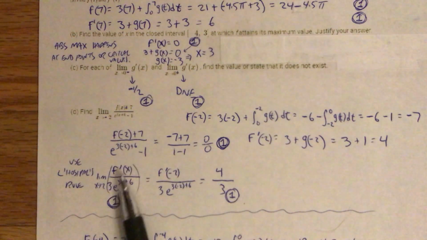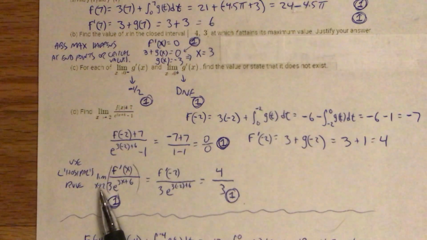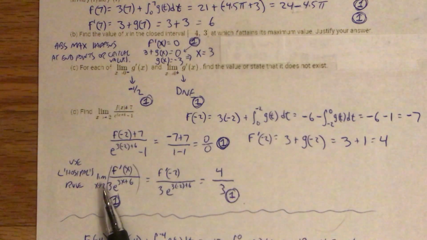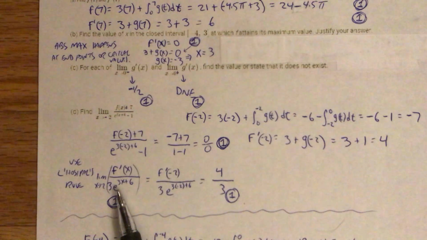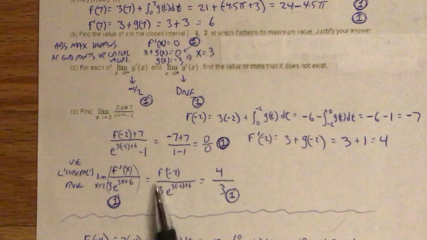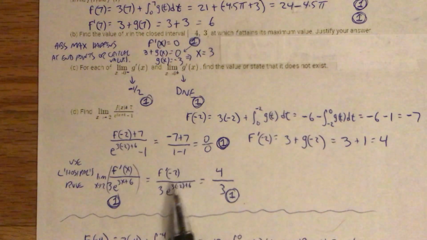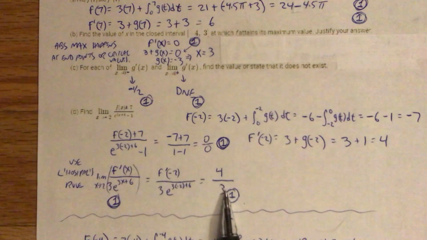So that's using L'Hopital's rule. This is the derivative of the top, derivative of the bottom. I'm going to retry the limit and plug it in. Now this time it works. I'm going to plug in that -2. F prime of -2 I need to get. And when I plug -2 into this, we already saw e to this power comes out as 1, and then 3 times 1 is 3.